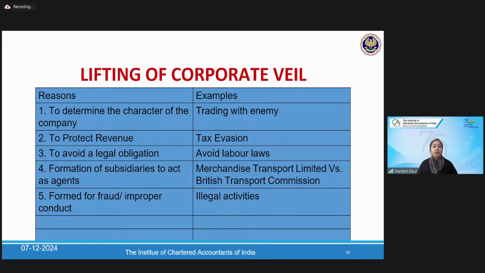All right. So to determine the character of the company means if you're trading with any enemy. There is a very interesting case law, Daimler Company Limited versus Continental Rubber Tire, which tells you that if you are trading with the enemy, then this is not allowed. The corporate veil will be lifted. The second case is to protect the revenue. To protect the revenue means whenever you are doing any business through a company, if you have high profits, you need to pay the taxes on those profits.